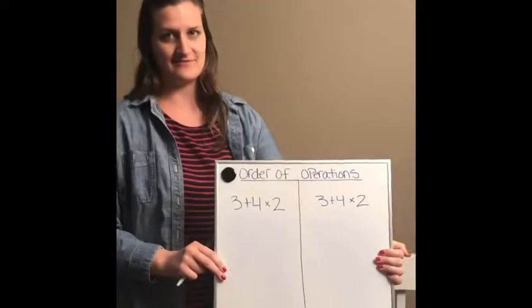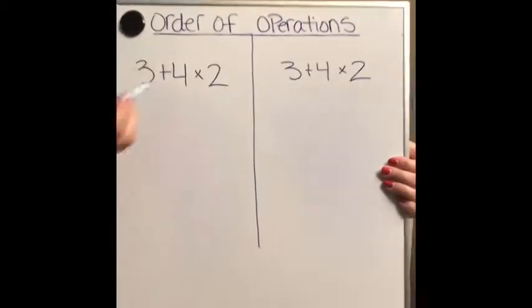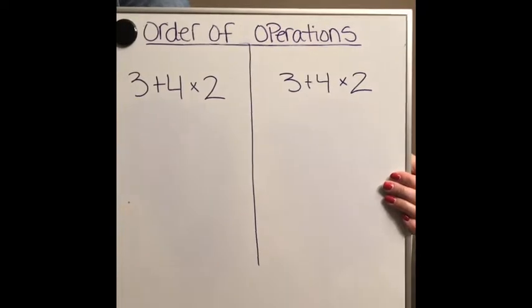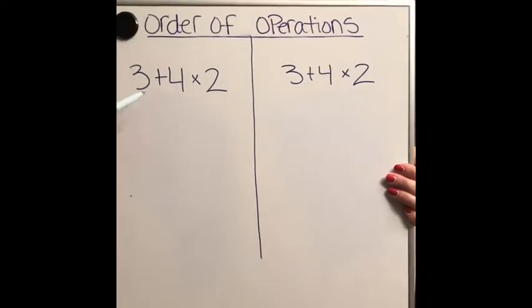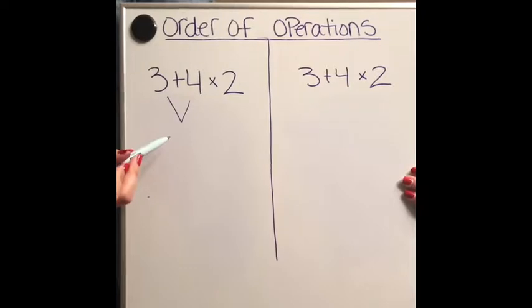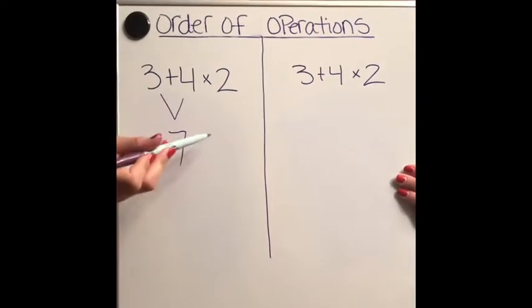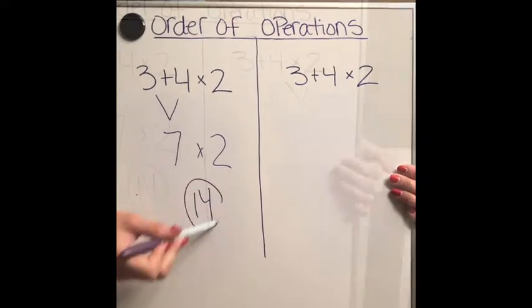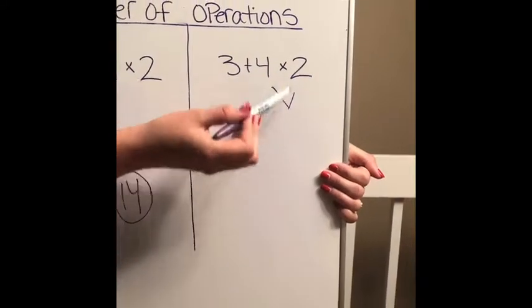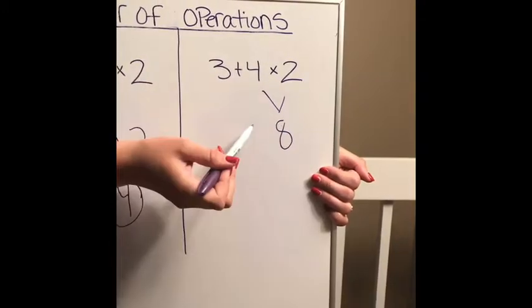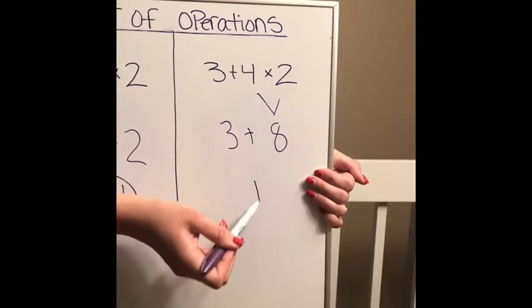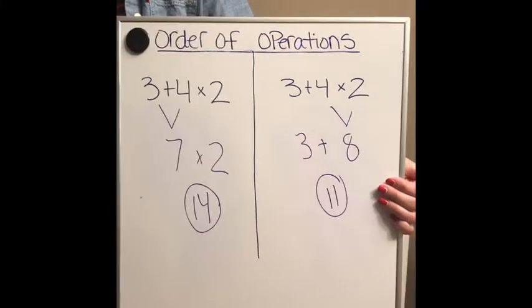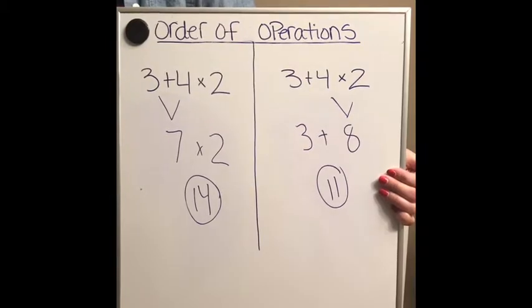So if you'll take a look, these are the same problem, but as I solve it, I'm going to solve it in two different ways. And we'll see what happens. So over here, if I do 3 plus 4 first, I get 7. And then I'm going to multiply it by 2, and I get 14. Over here, if I do the multiplication first, I get 8. And then I'm going to add 3 to it, and I get 11. Uh-oh, two different answers. So now we have to figure out which one is correct.